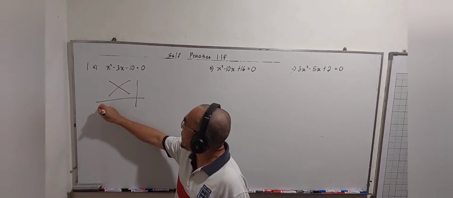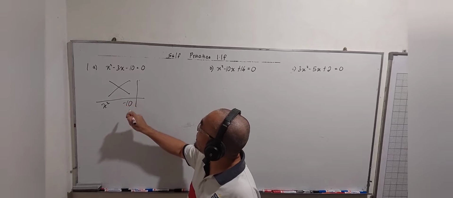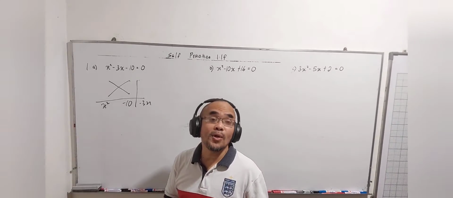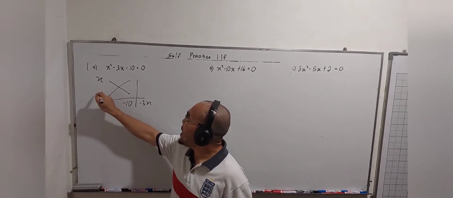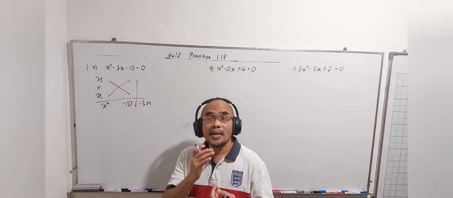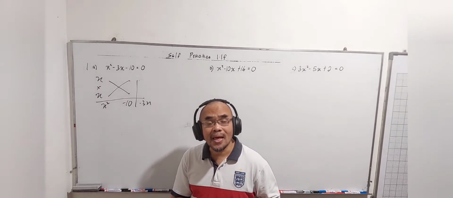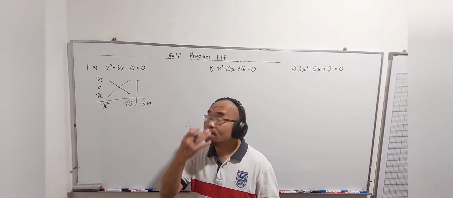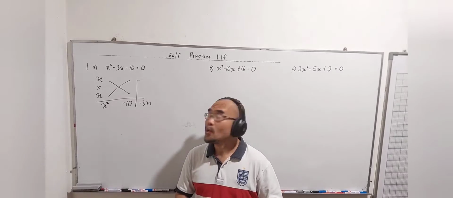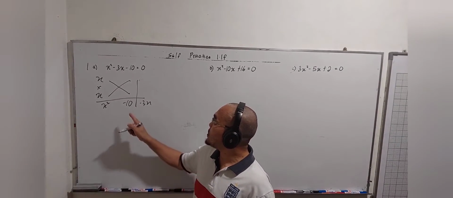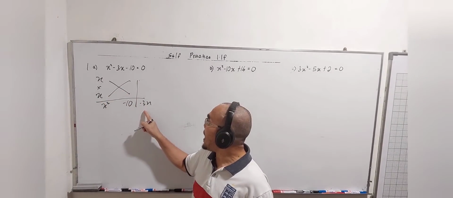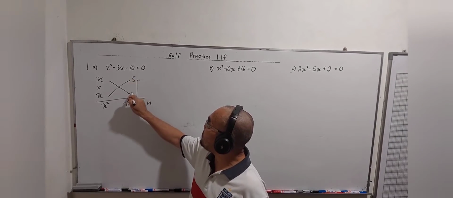So we write here x squared, negative 10, and negative 3x there, and then you find what times what gives you x squared. Definitely there is only one choice, x times x. And what is negative 10? It could be 10 times negative 1, negative 1 times 10, 5 times 2, 5 times negative 2, or negative 5 times 2. Because we want the final answer after you multiply to become negative 3x, I will write down here 5 and 2.